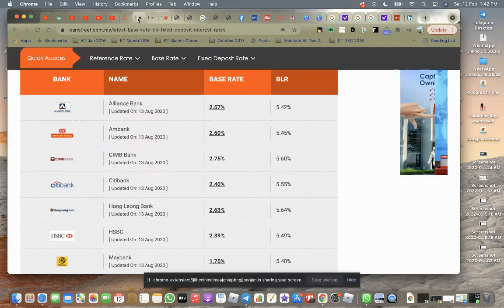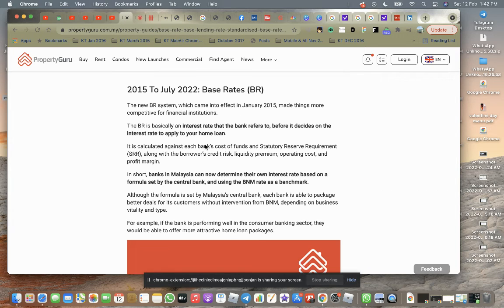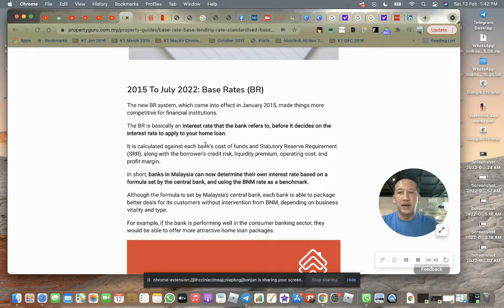So what is the meaning of base rate? Base rate is actually an interest rate that the bank refers to before it decides on the interest rate to apply to your home loan. And of course, then they'll add the spread. So you end up at about 3.3%.